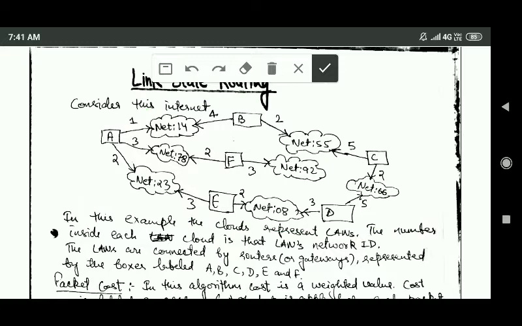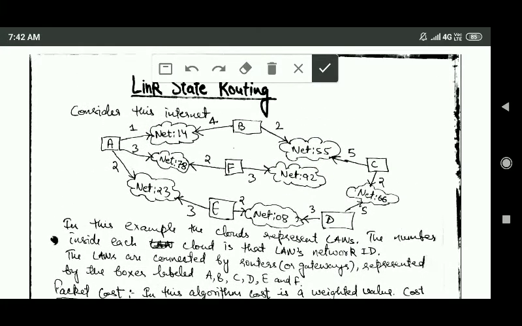In this example, these clouds represent local area networks. And the number inside each cloud is that local area network's network ID. So the network ID of this LAN is 55. These LANs are connected by routers or gateways, which are represented by boxes, as you can see here.